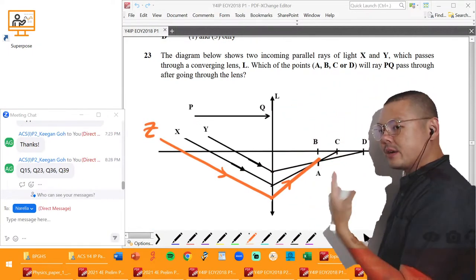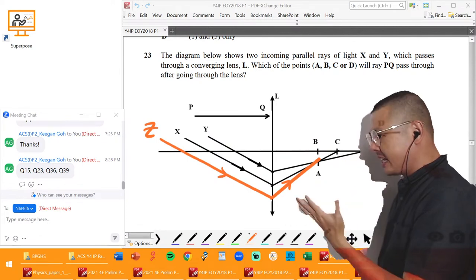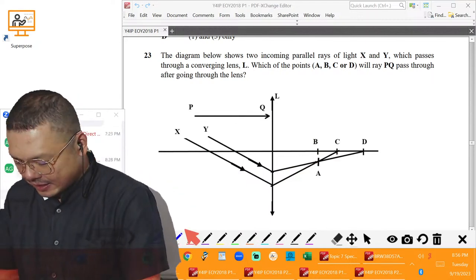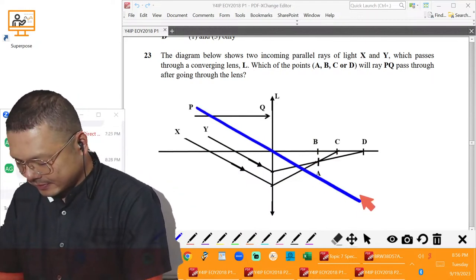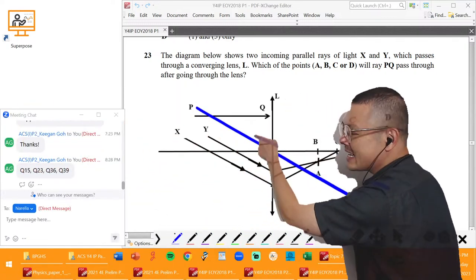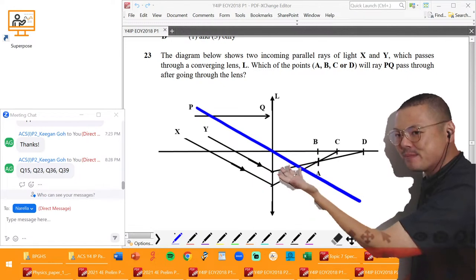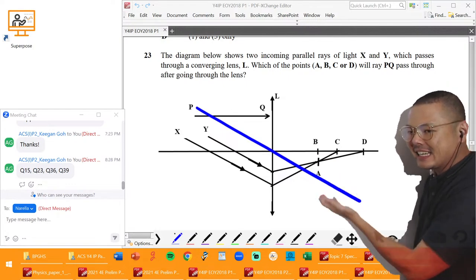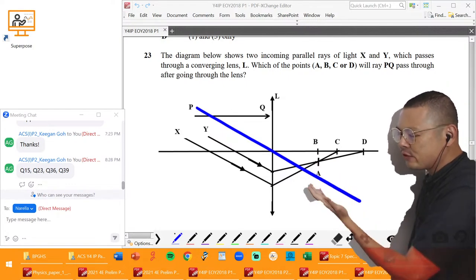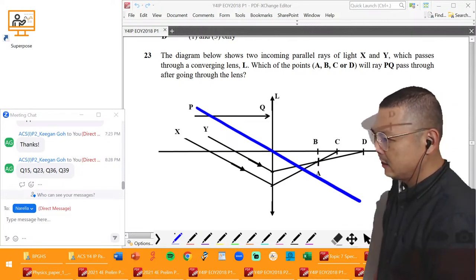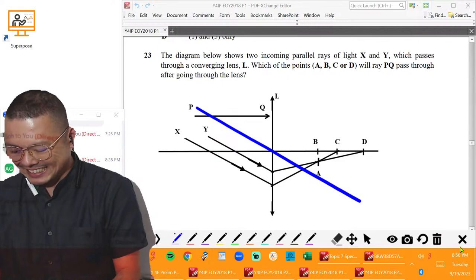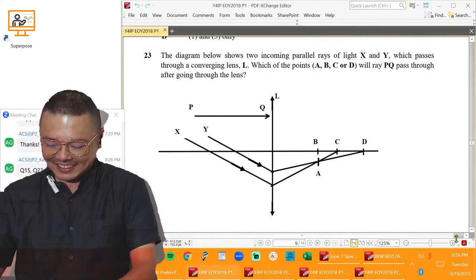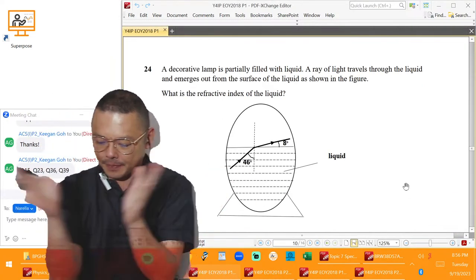Now I will tell you that this diagram is a bad diagram. The original diagram is completely wrong. You know why? Let's try to draw this one. I draw one that's parallel to X and Y. I pass through the center, it shouldn't bend, right? See where it goes? Why is it not cutting at A? It should be cutting at A, right? So the person who drew this thing in the first place didn't even draw it properly.